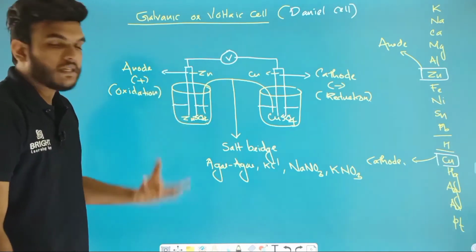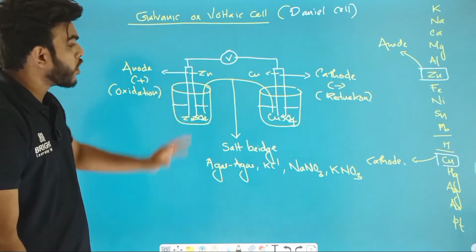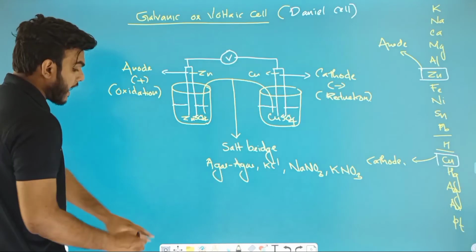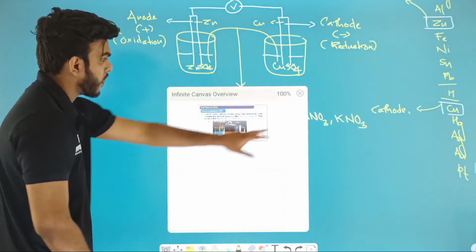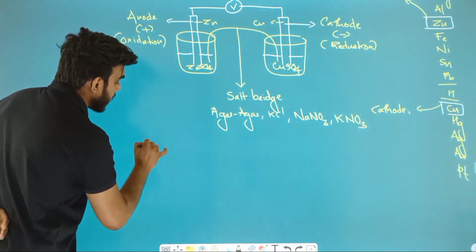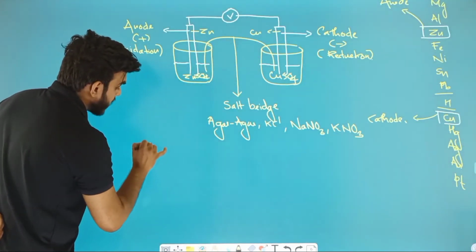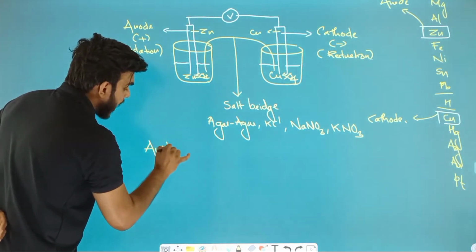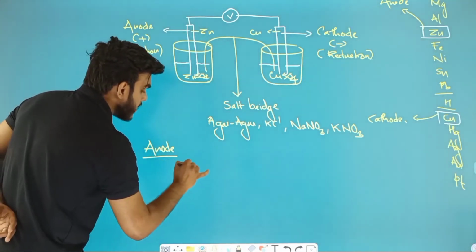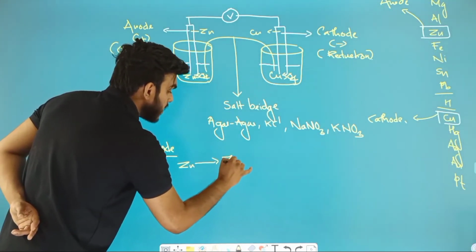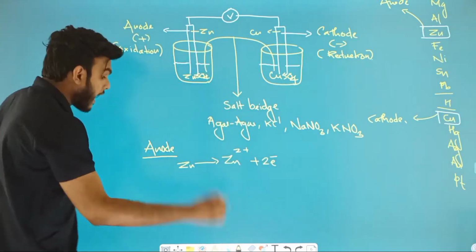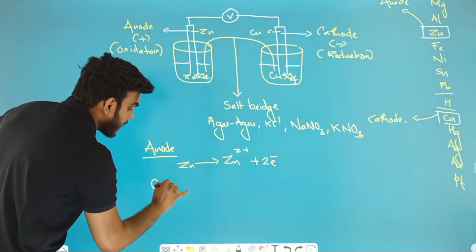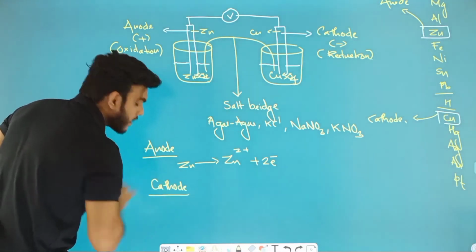So when electricity is passed, the anode will undergo oxidation. What will be the reaction at the anode? That's the thing you have to know. I will show you that. What is happening at the anode? The anode will undergo oxidation, so Zn gives Zn2+ plus 2 electrons. And in the case of the cathode, what is happening at the cathode? The cathode will undergo reduction.